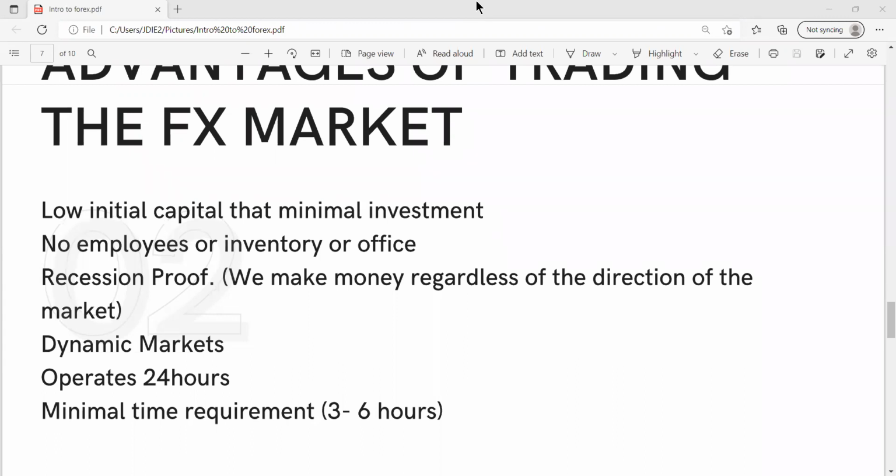The first advantage I'm going to put to you guys is low initial capital, or minimal investment. For you to start a forex account or to start forex trading is very, very minimal. With as low as $50, you can start trading. You can have an account and then start trading. Now, $50 is estimatedly around 400 cedis.